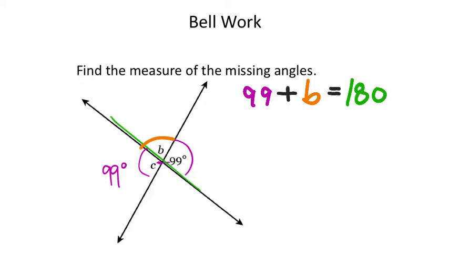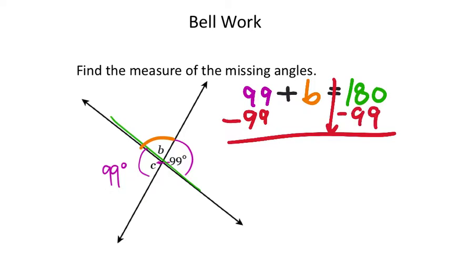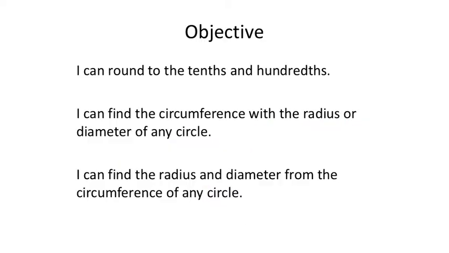So to solve this one, all we got to do is one principle of equality by zeroing out the 99. So just minus 99 from both sides. And that'll give us angle B. So in my calculator, I got 180 minus 99. Enter, and it gives me 81 degrees. So this angle here, angle C is 99 degrees, angle B is 81 degrees.